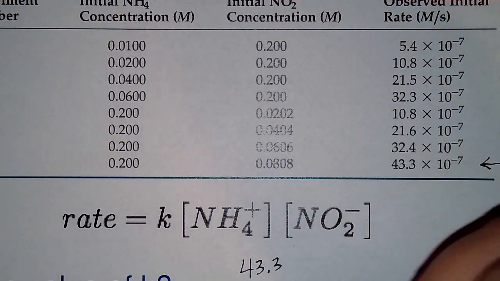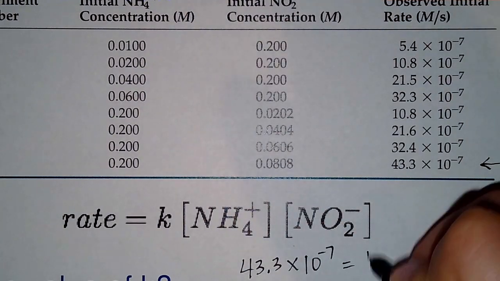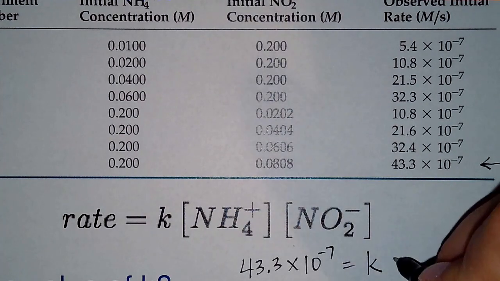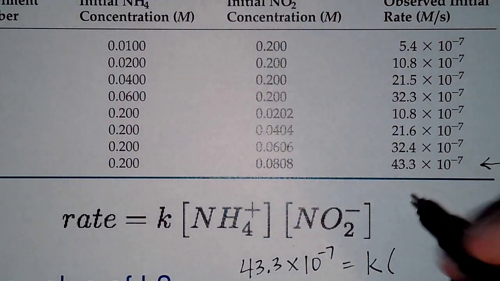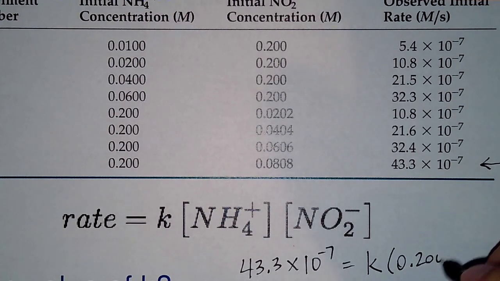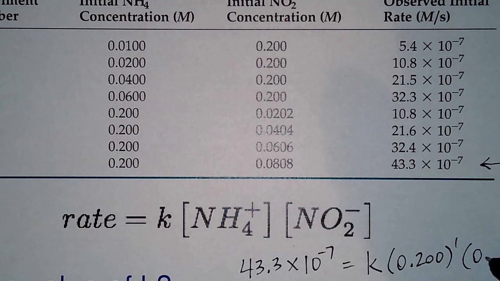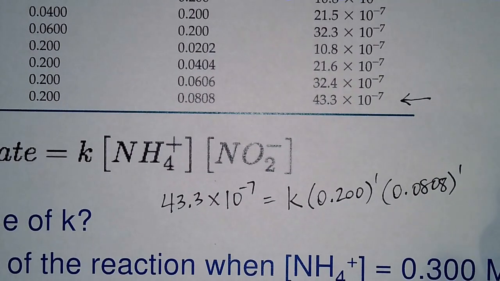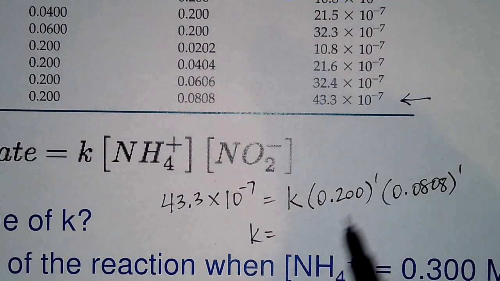43.3 times 10 to the minus 7 is equal to K times our concentration, 0.2, to the first power, times 0.0808, also to the first power. So now it's simply solving for the K value, so we can divide by our 0.2 and our 0.08.